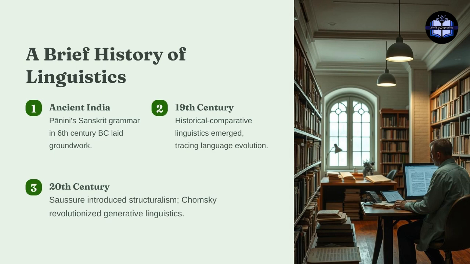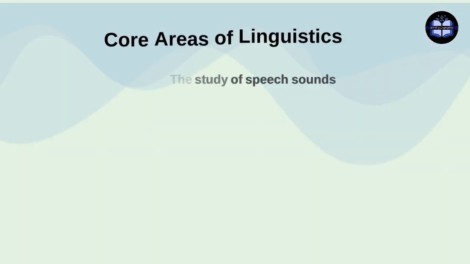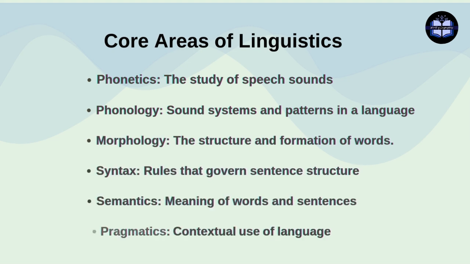In the 20th century, things got super interesting. Ferdinand de Saussure introduced structuralism, studying language as a system. Then came Noam Chomsky, who showed us how our brains create language rules. So which era do you think had the coolest breakthroughs? Ancient grammar or modern theories? Drop your thoughts below. Let's take a closer look at the core areas of linguistics.